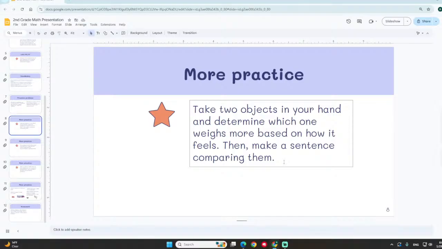So do this, take a couple minutes, find 2 objects. Then we'll come back. Also, make a sentence comparing the two objects based on their weight.